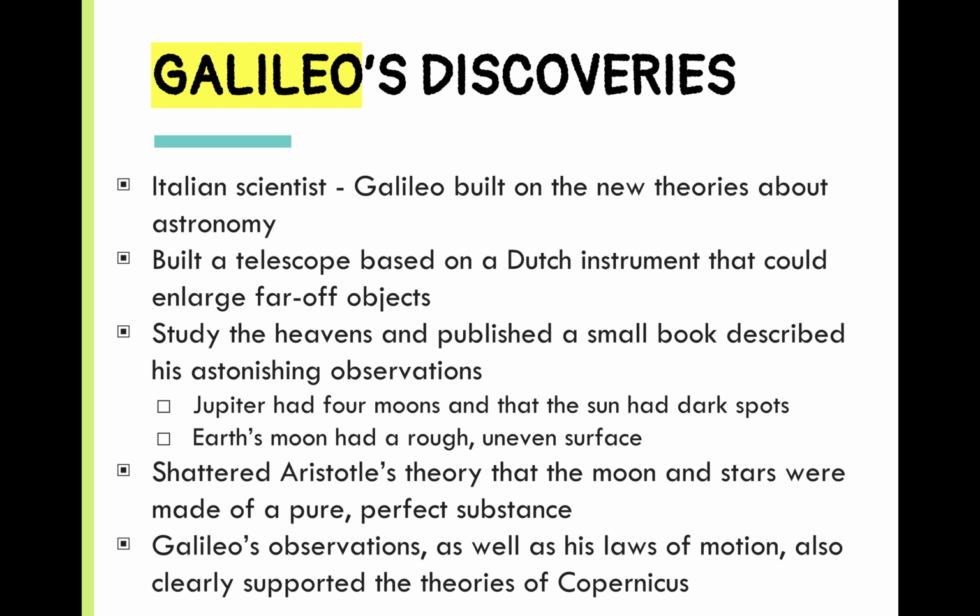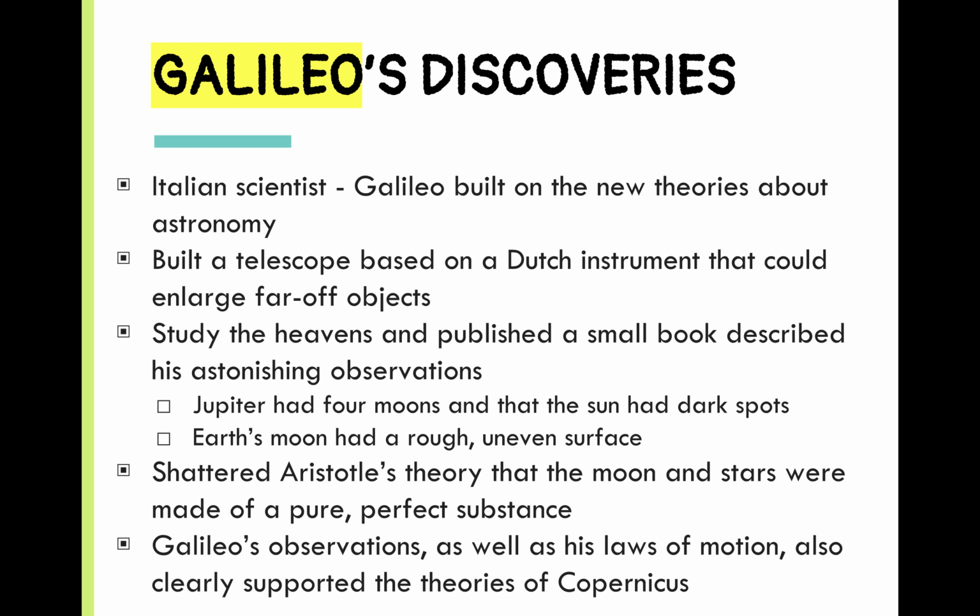And some of his observations include that Jupiter had 4 moons, the sun had dark spots, the Earth's moon had a rough, uneven surface, those craters. And he's going to shatter Aristotle's theory that the moon and stars are made of a pure, perfect substance.